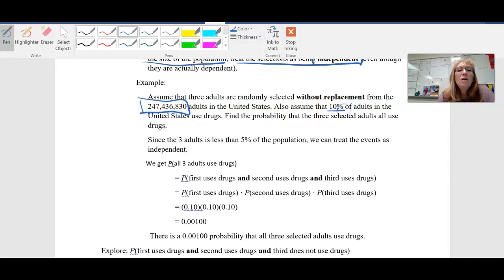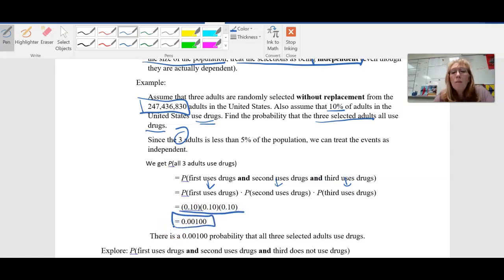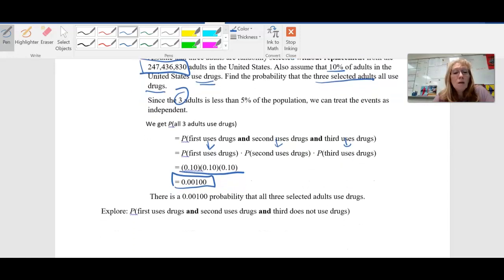Assume that 10% of the adults in the United States use drugs. Find the probability that 3 selected adults will use drugs. Now, technically, that's dependent, because if I choose one, he's no longer left to be chosen. But since it's such a large population, and we're only choosing 3, which is so small, we're going to treat them as if they are independent. So we just take uses drugs, and uses drugs, and uses drugs, and we multiply those 3 10% up to get our 0.001 probability that all 3 use drugs.